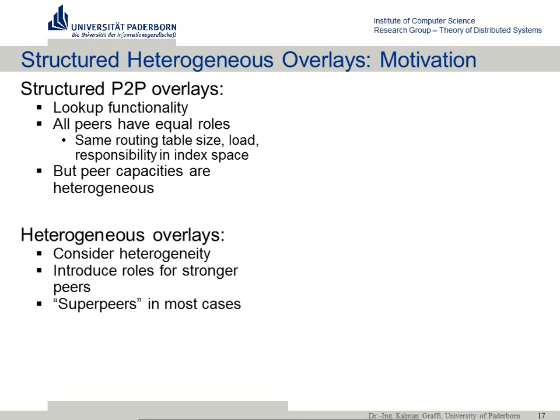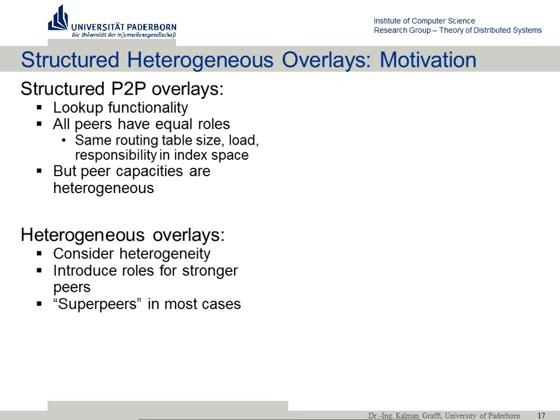But in reality, of course, peer capacities are different. We have mobile nodes, we have servers. It would be nice to really set up some 5 or 10 servers that are very powerful, and this power is really used to support the data reliability, for example, or availability.